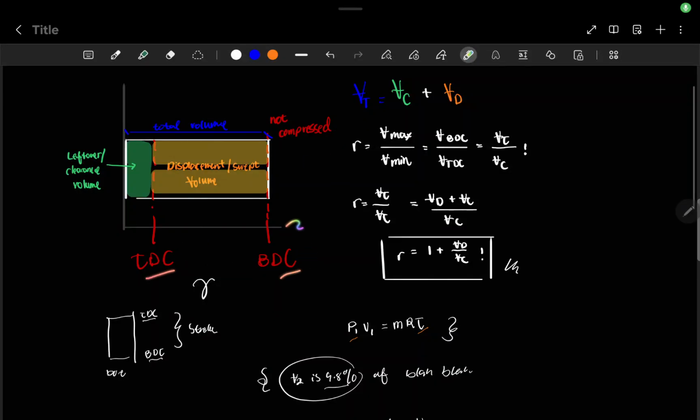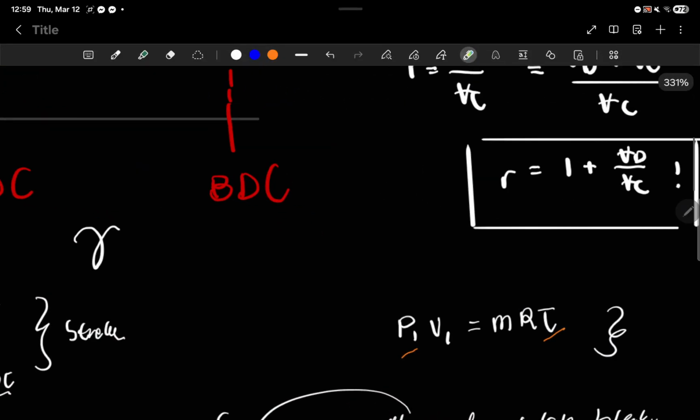Explaining top dead center, bottom dead center, and what to do when you're given both the stroke and bore. You are given that, but you are not given V1, V2, but rather you know the ratio between them. Or you're given V1 is 9.8% of V2. Then you can get your R, which is V1 over V2, and we know that V2 is 9.8% of V1.